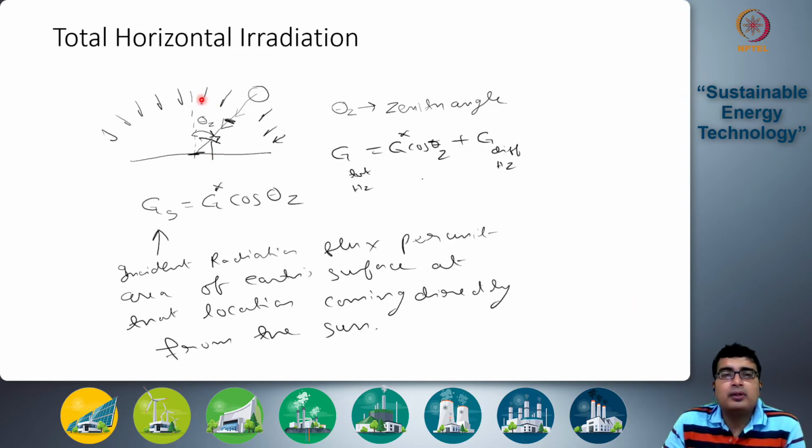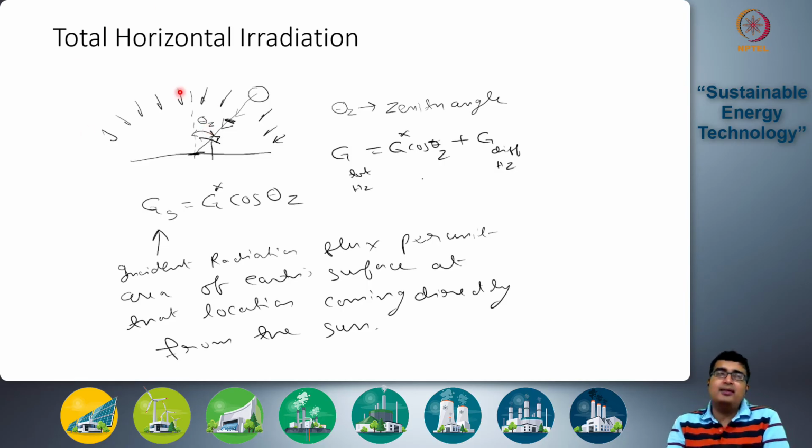So here, suppose you have a horizontal ground. This is the normal to the ground. This is the sun here, and the radiation is incident in this direction on the ground. So the angle between the sun's radiation and the ground normal is given by theta z, which is the zenith angle. So the zenith angle is basically the angle that the sun makes with the horizontal ground normal.